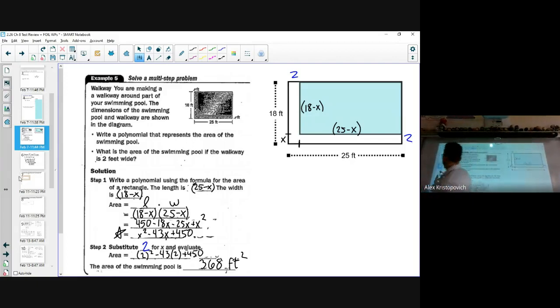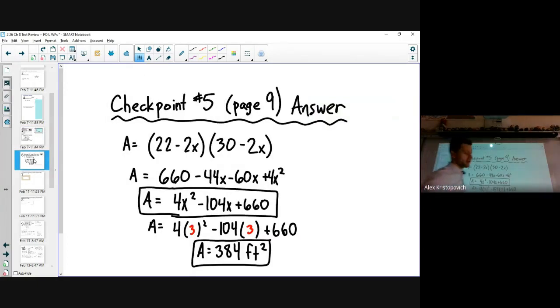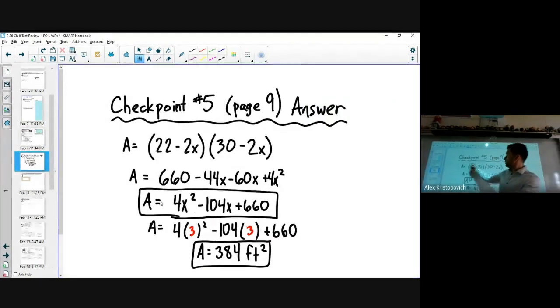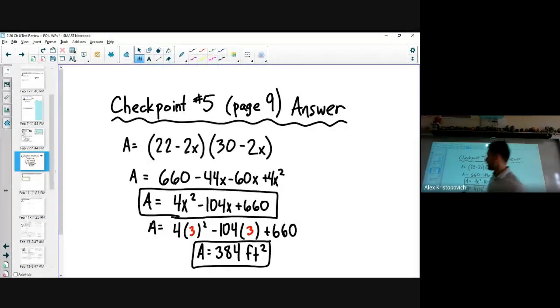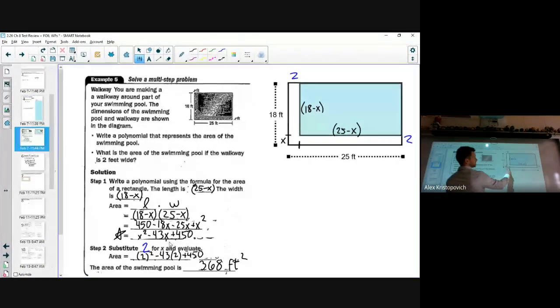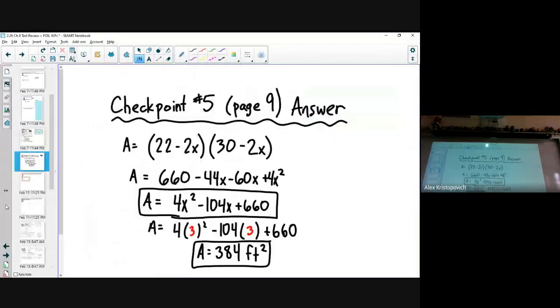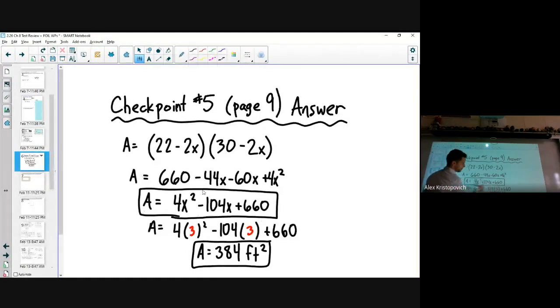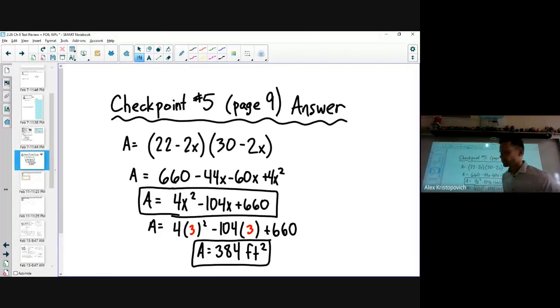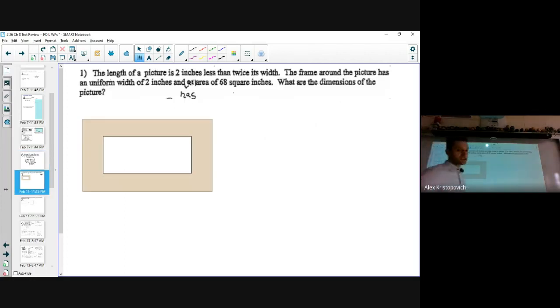Okay, here we go. Number 5 at the bottom of the page, checkpoint. Your initial value should have been 22 minus 2x, because notice there were 2 walkways in that one, unlike the previous one we just did, where there was a single walkway. When you figure out the length, you have to take away 2 separate walkways on that one. We FOILed, got this. Then we got the polynomial as this, plugged in 3 because that's what the question was asking, and there, 384 would have been your area, all right? So let's take a look now at our next 2 problems.